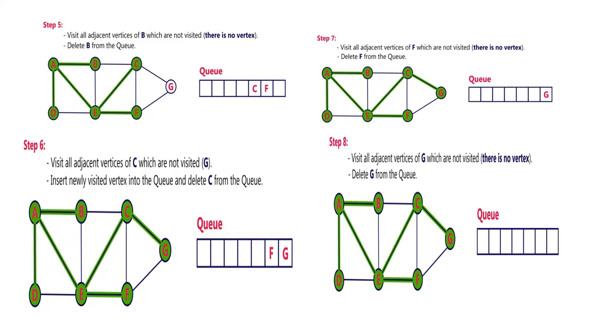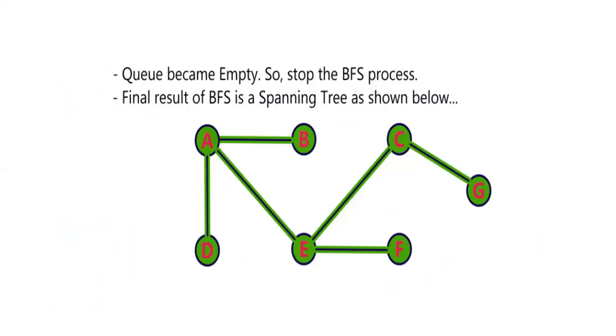And we are going to check for F. For F, the vertices are C, E, and G. E and C have already been visited, and G is also already visited. So, we are going to remove F from the queue. And the last vertex is going to be G. We are going to delete G also from the queue. So, now the queue has become empty, and we are going to stop the BFS process.